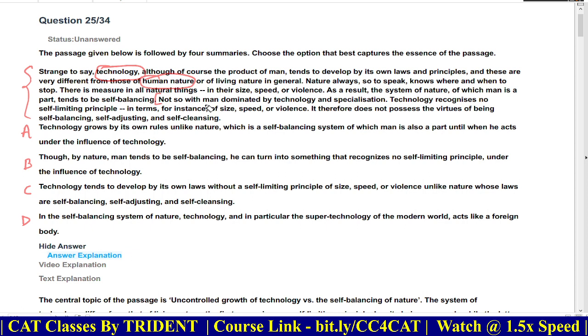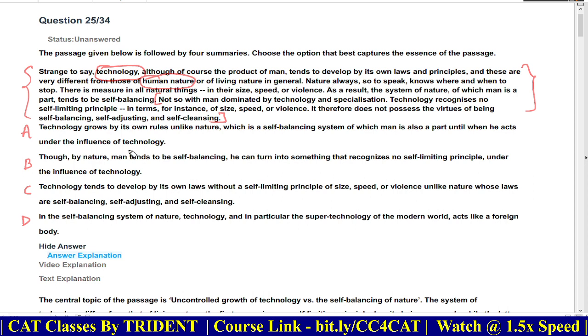Let's read ahead. Not so with man dominated by technology and specialization. Technology recognizes no self-limiting principle in terms, for instance, of size, speed or violence. It therefore does not possess the virtue of being self-balancing, self-adjusting or self-cleansing. All right. So because technology recognizes no self-limiting principle, therefore it does not possess the virtue of being self-balancing, adjusting and cleansing. Let's read the options, because we have understood this is a comparison of technology with that of human nature and human beings as a typical example.